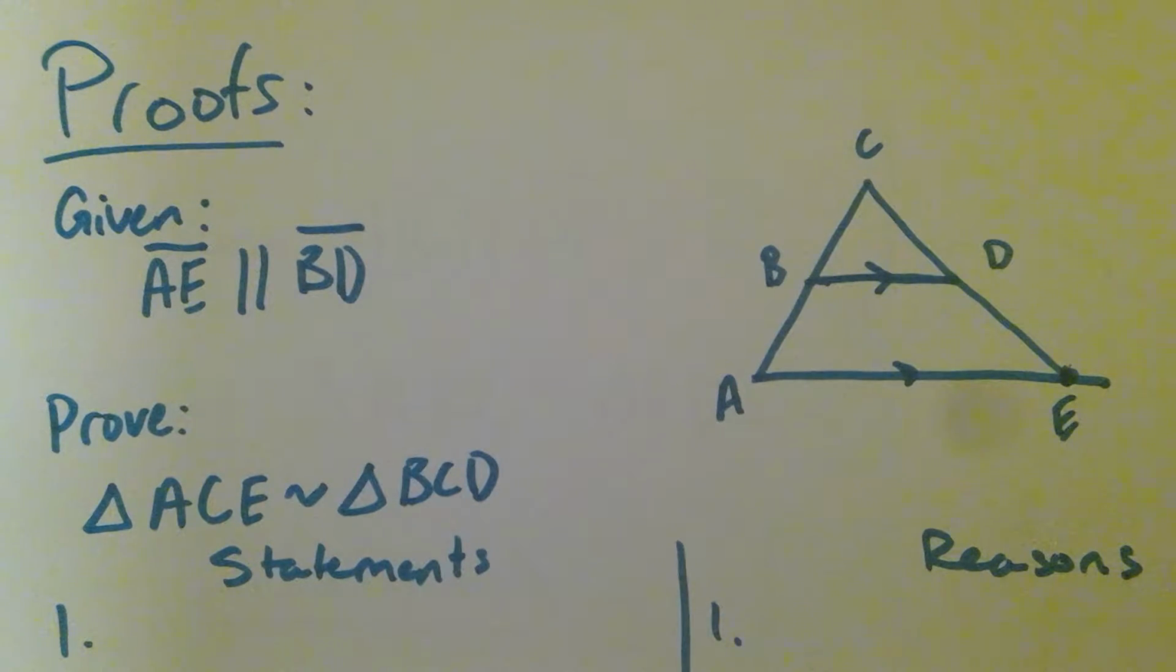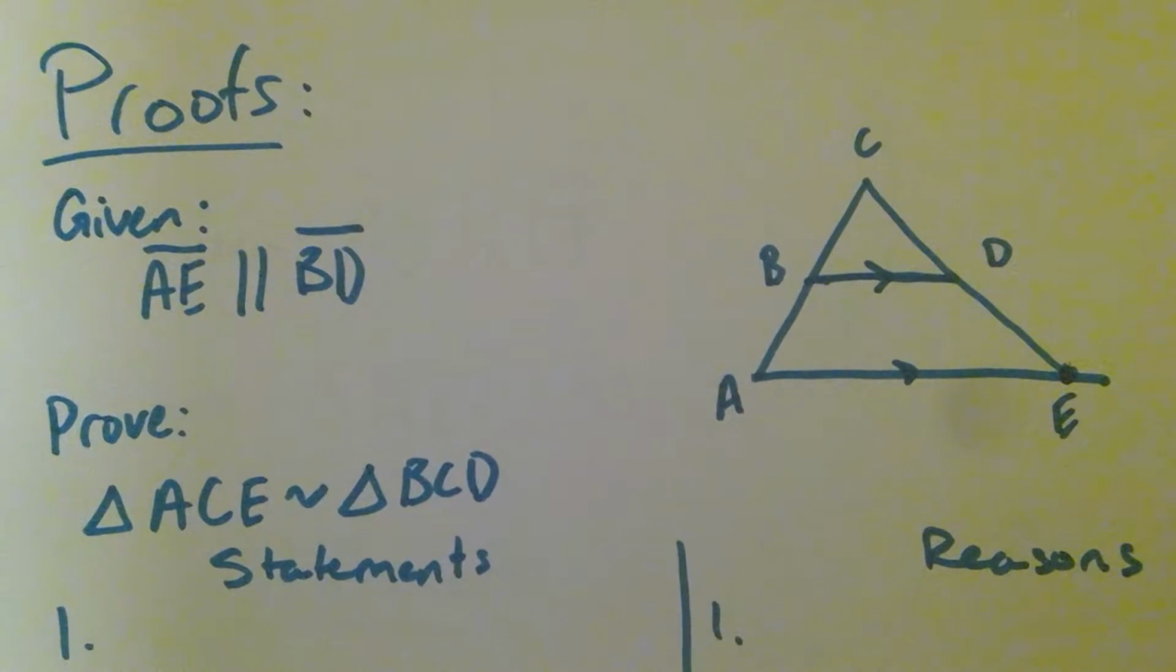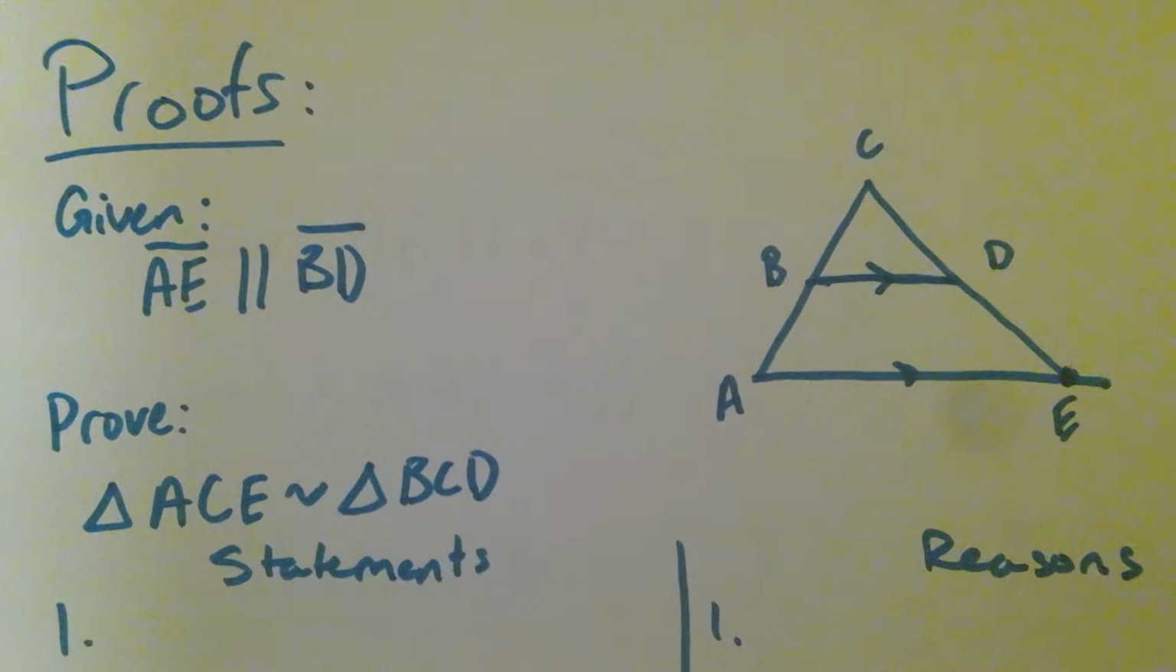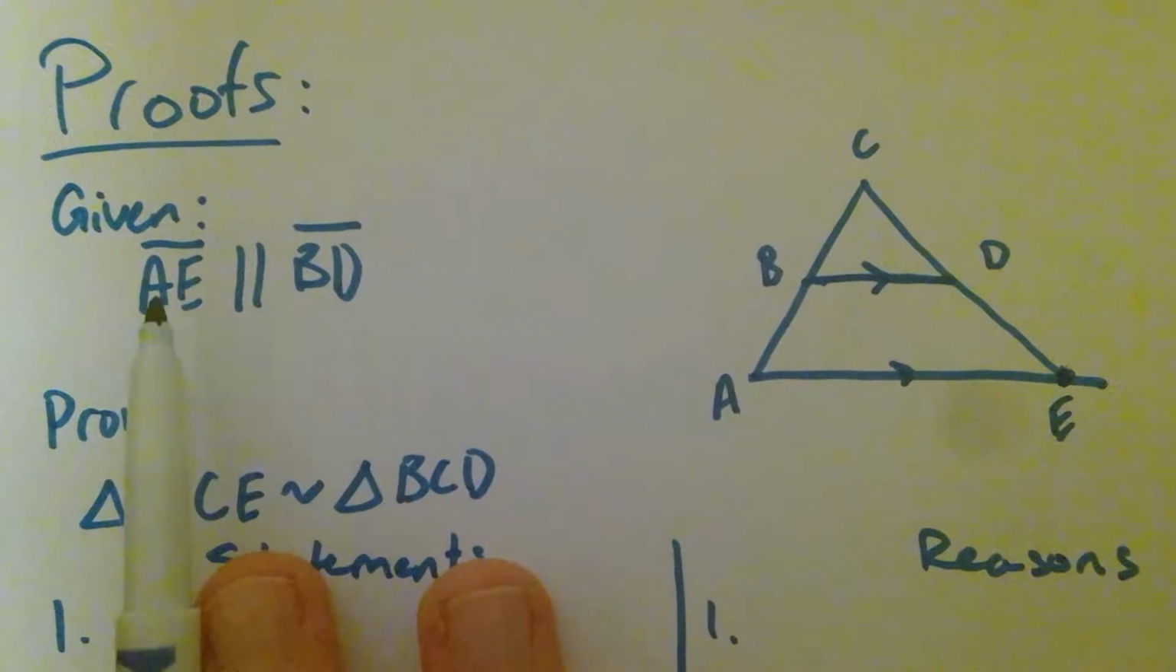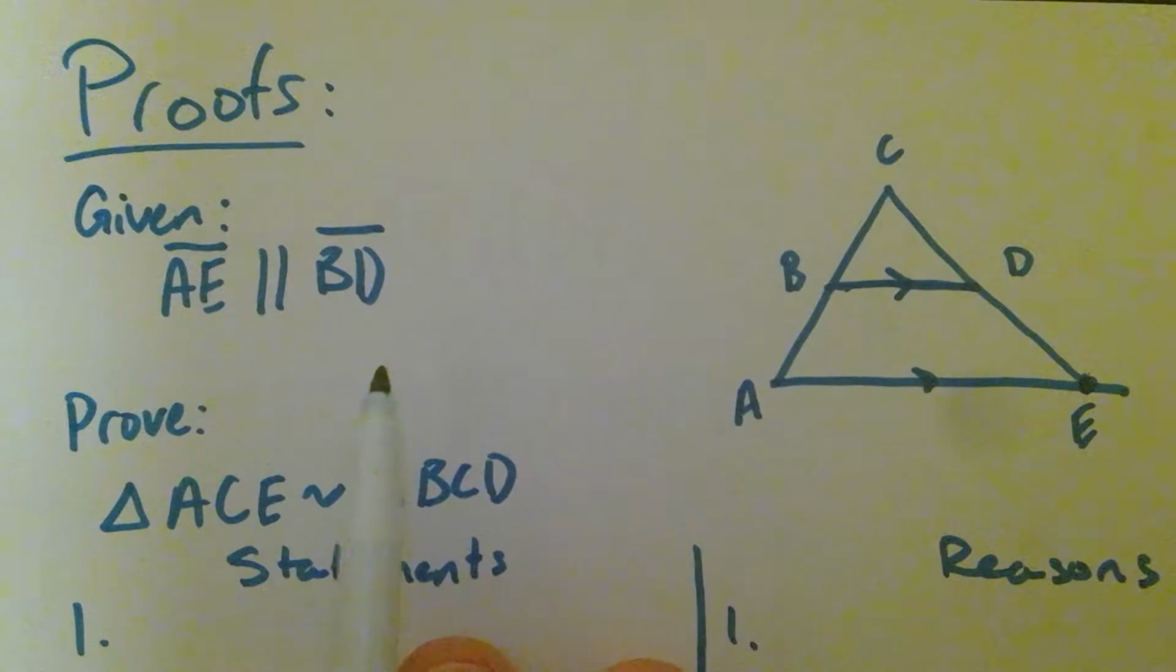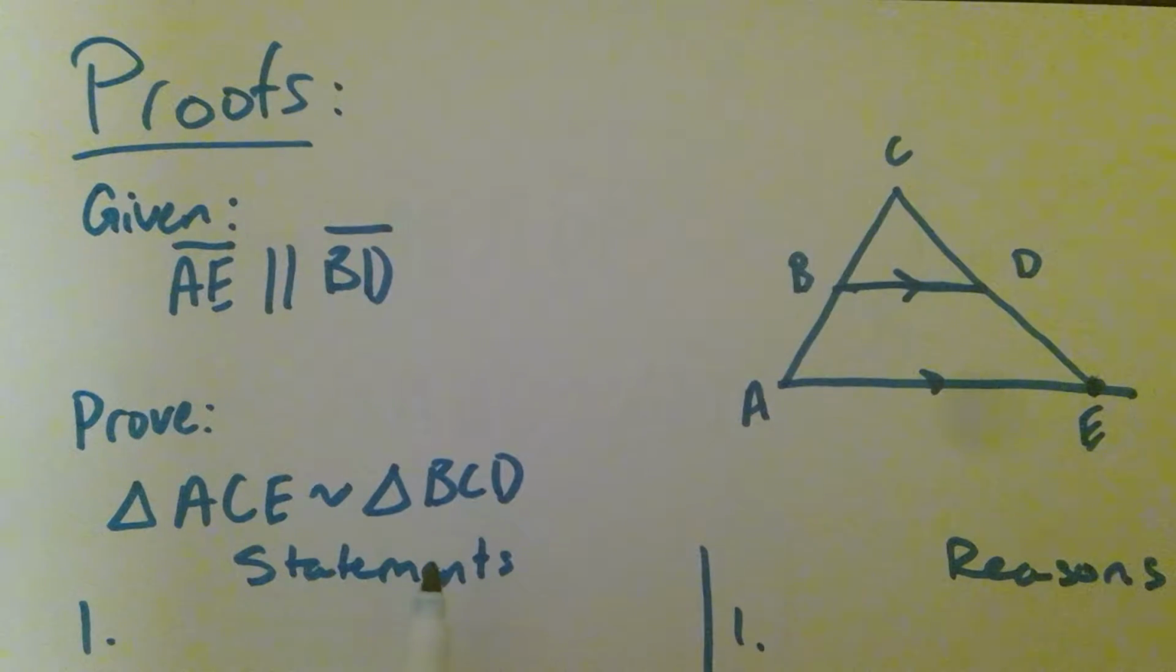We have our statements on the left, our reasons on the right, for when we're doing two-column proofs, and we always want to look at our given and look at our figure first. So in this case, we are told that AE is parallel to BD. AE and BD, those are parallel, as we can see with those arrows there. And we're asked to prove that triangle ACE is similar to triangle BCD.